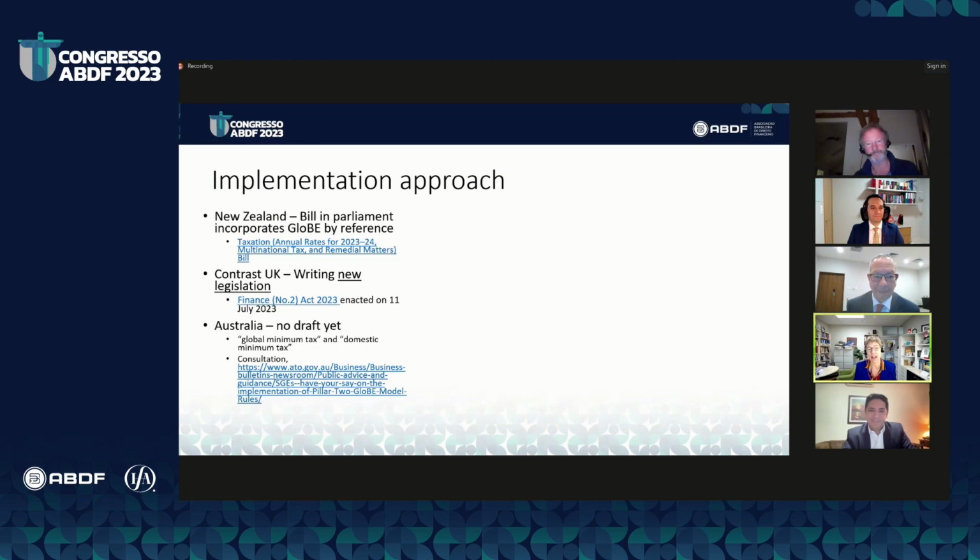New Zealand and Australia have been closely involved in the working parties and in the process. It's interesting to contrast the approach taken in New Zealand compared, for example, to the UK. And then, of course, as you said, Dalisha, in Europe you have the directive. In New Zealand, they are incorporating into the legislation by reference. That is, they are not rewriting all the rules in the legislation. They are referring to the Globe model rules.